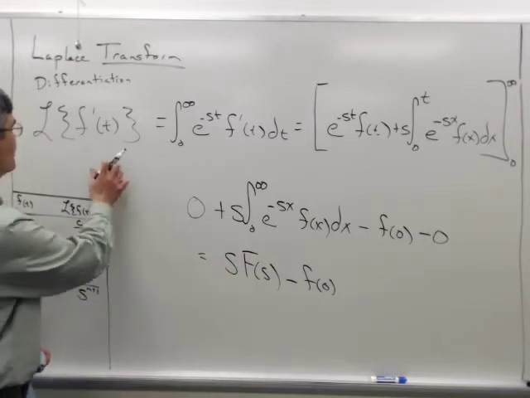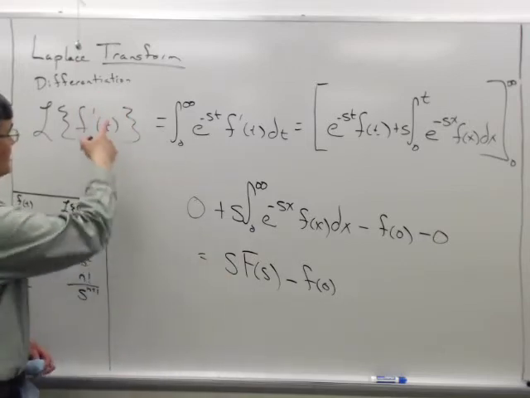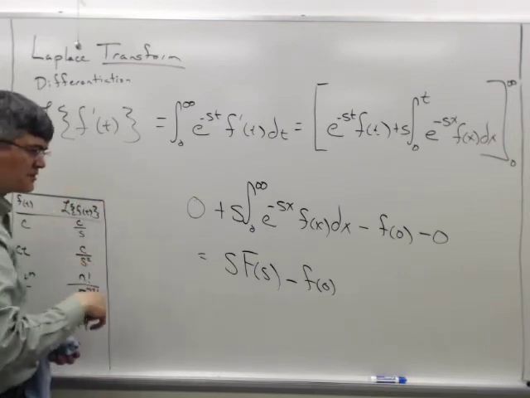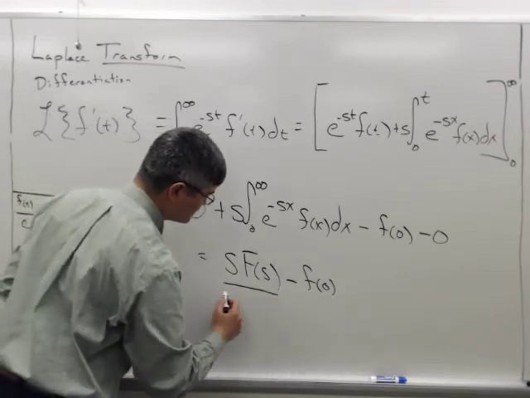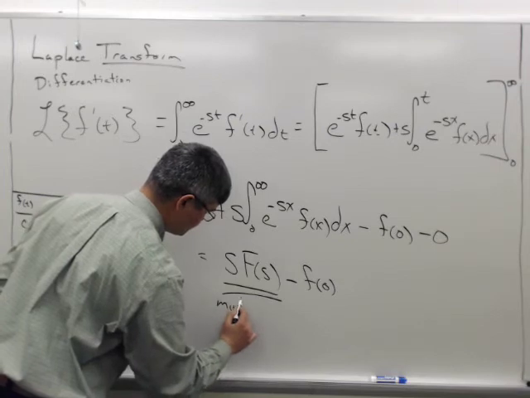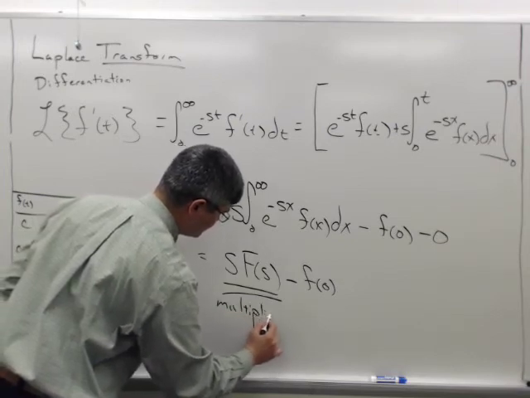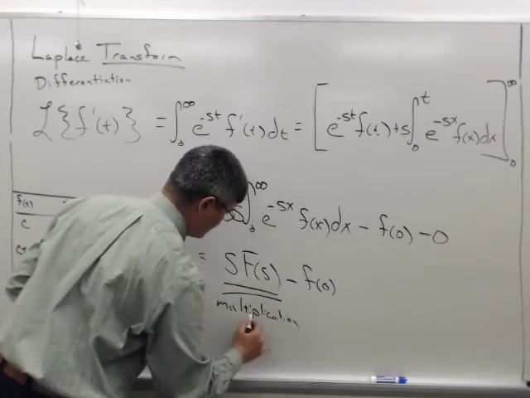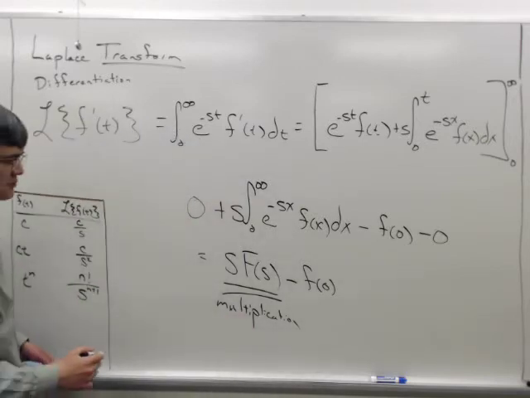So the Laplace transform of a derivative is the Laplace transform of the undifferentiated function times s. This is what I'm saying: differentiation in our normal time domain becomes multiplication in the Laplace domain, multiplication by s.